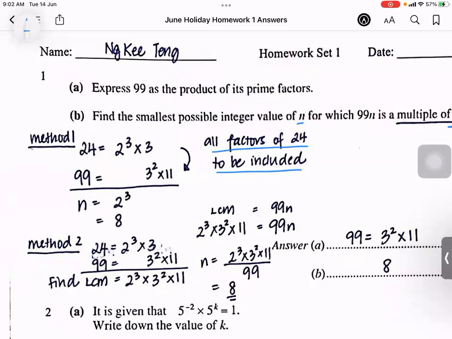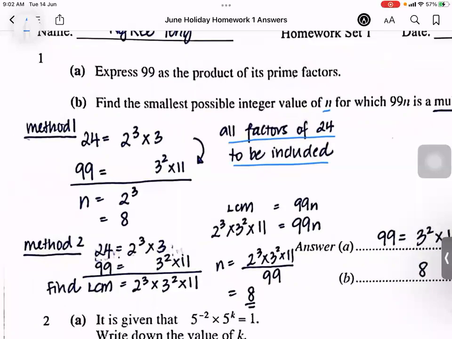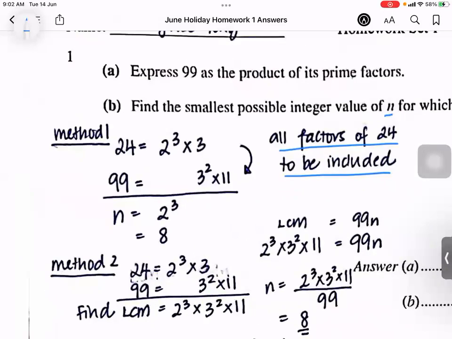When it is a multiple of 24, all the factors need to be included into the number 99 times n. So let's take a look at the method. First method, considering only the factors of 24: this is 2 cubed. Is 2 cubed inside the factors for 99? Don't have, right? So we need to include this inside here. We add on. So what do we multiply? The factors that are missing here will be the 2 cubed.